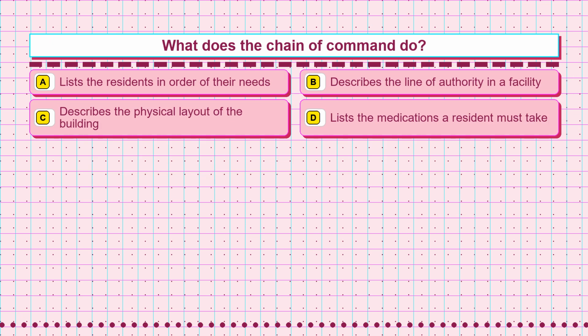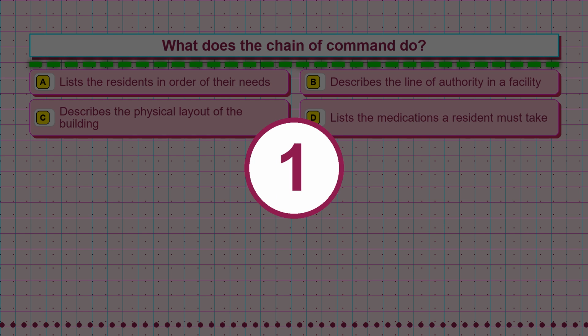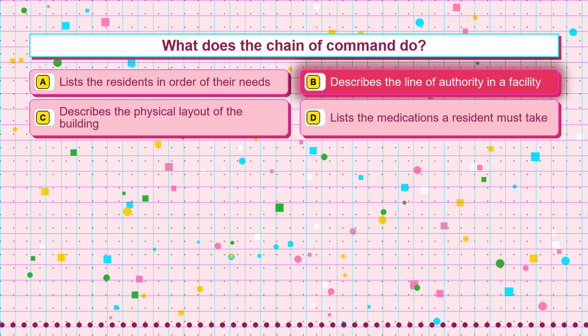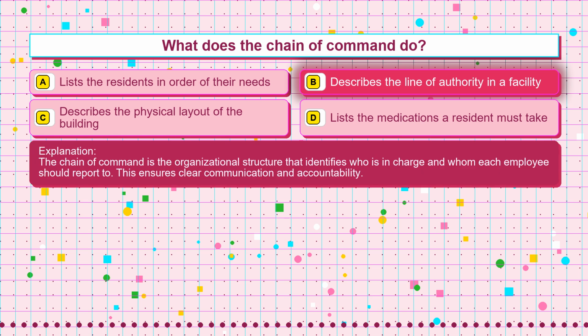Question 91. What does the chain of command do? Option A lists the residents in order of their needs. Option B describes the line of authority in a facility. Option C describes the physical layout of the building. Option D lists the medications a resident must take. The correct answer is option B, describes the line of authority in a facility. The chain of command is the organizational structure that identifies who is in charge and whom each employee should report to. This ensures clear communication and accountability.